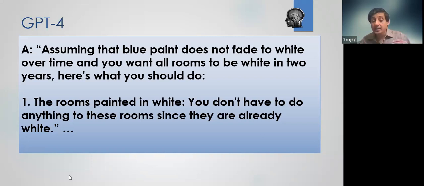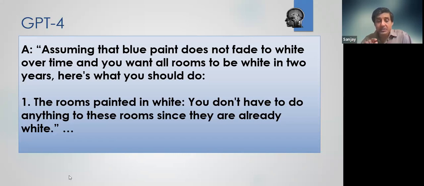So it combined these 2 sentences in a fluid way using the rules of English. Assuming this and this, comma, here's what you should do. And also remember, it's using an apostrophe. So it understands how to use colloquial language. It's not in a very academic or very stilted type of language, right? It's using normal language. So there are many sophisticated layers of information that it has to deal with. Then it puts a colon. "Number 1, the rooms painted in white," colon. Okay, "You don't have to do anything to these."